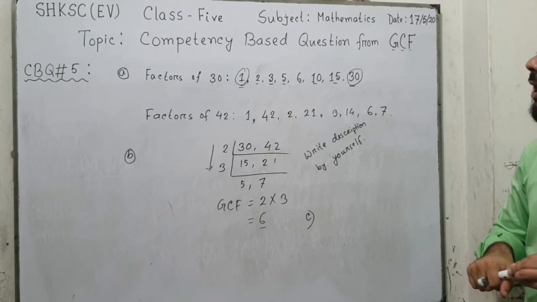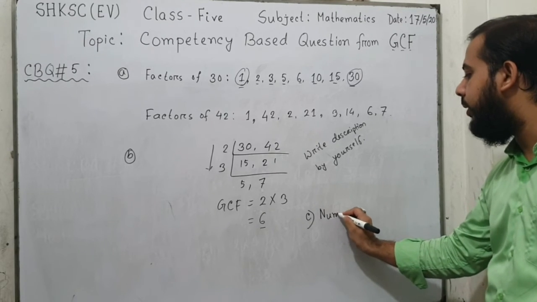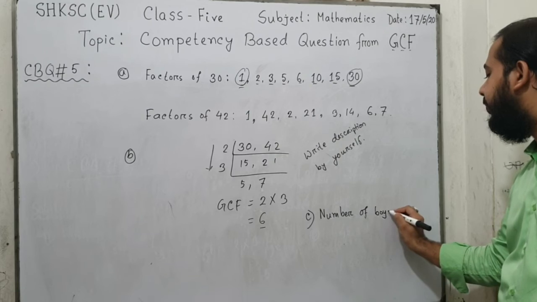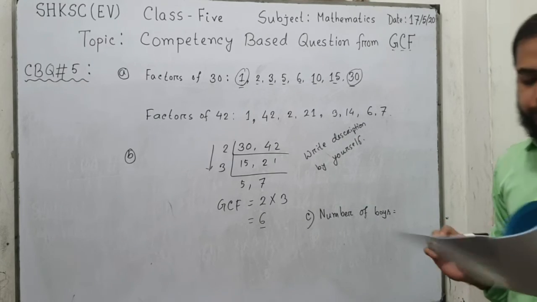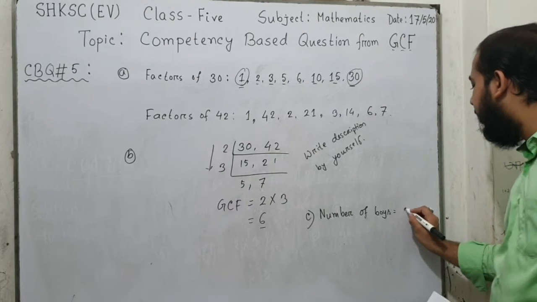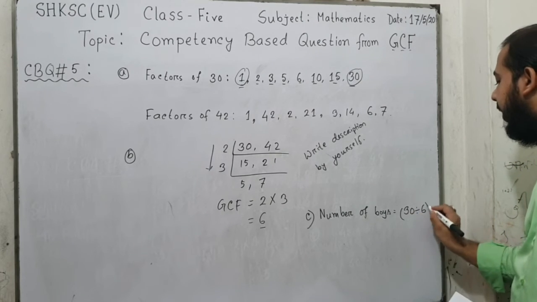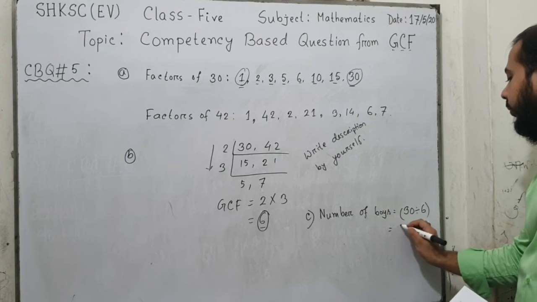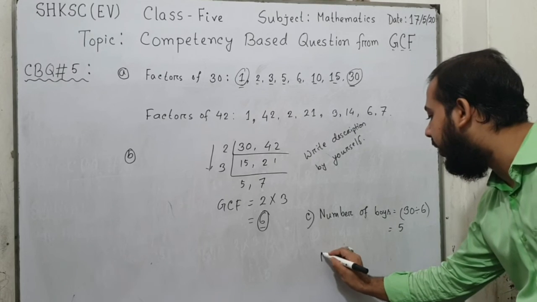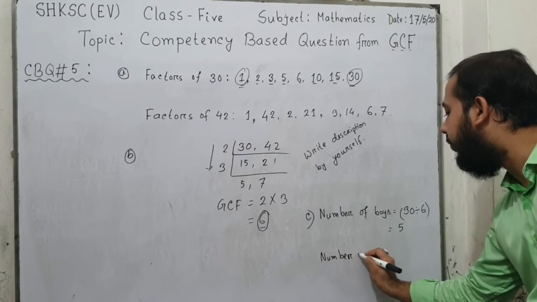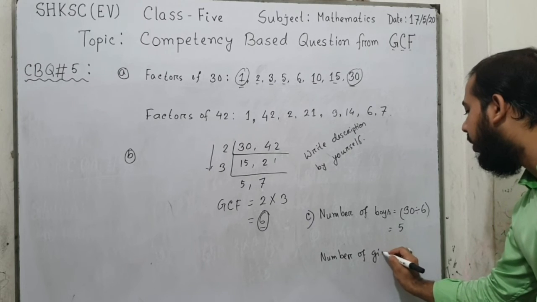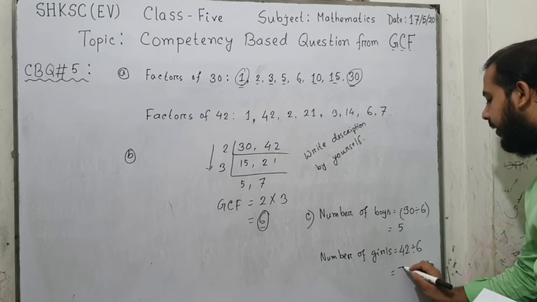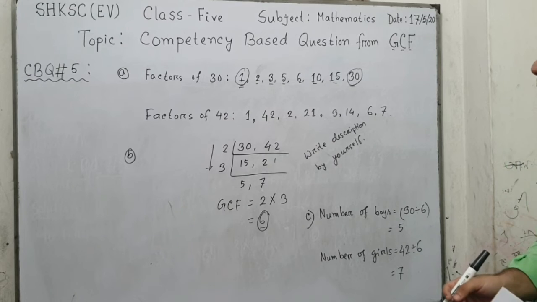So to find the number of boys: the total number of boys is 30. We have to divide 30 by 6, as the maximum number of groups is 6. So 30 divided by 6 equals 5. The number of boys is 5, and the number of girls should be 42 divided by 6, that is 7. The number of girls should be 7 in each group.